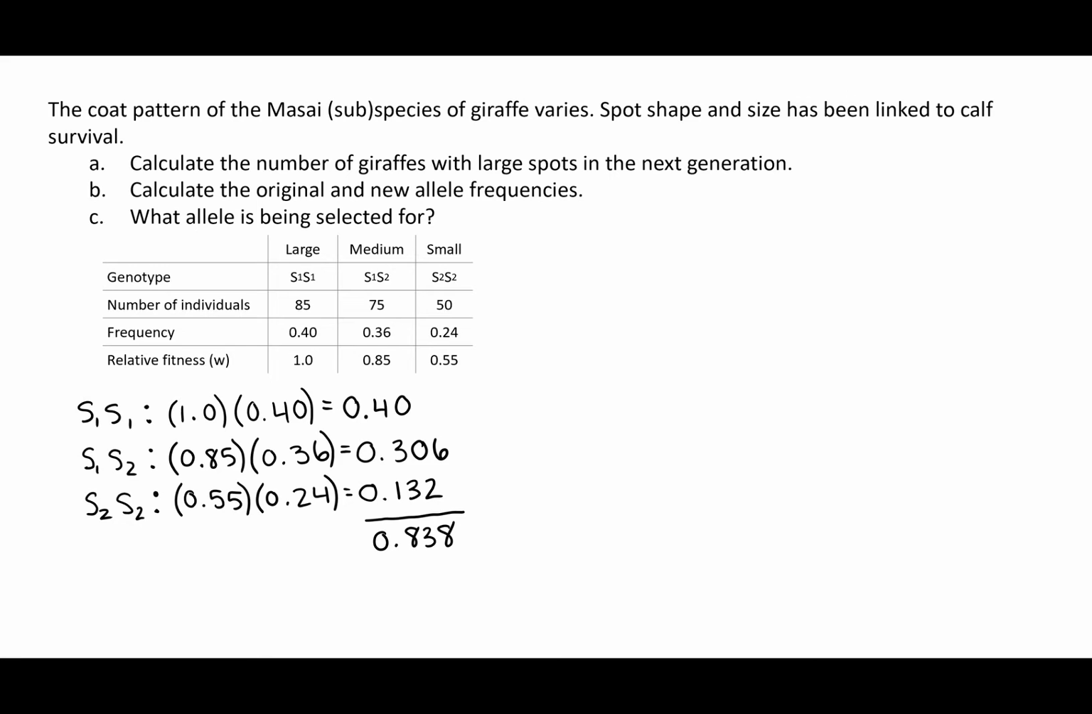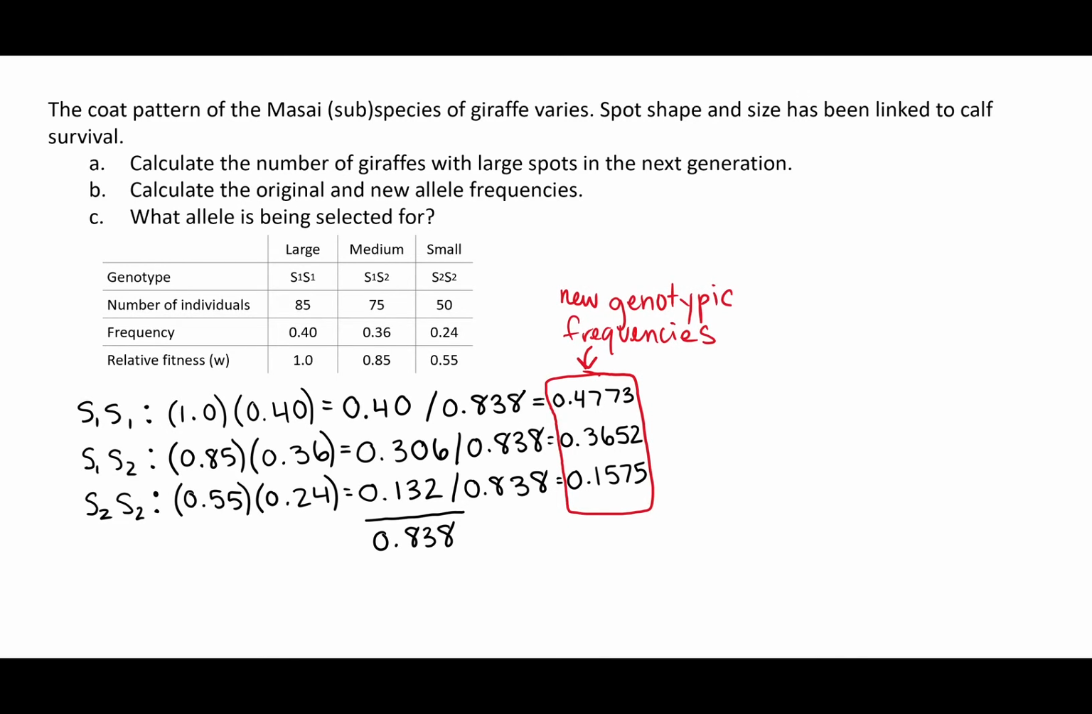And then we have a problem because that adds up to 0.838, not 1. We need that number to equal 1, so what we're going to do is divide those three numbers by 0.838. And we'll get these three numbers here. So these are our new genotypic frequencies. So 0.4773 is the frequency of our large genotype.